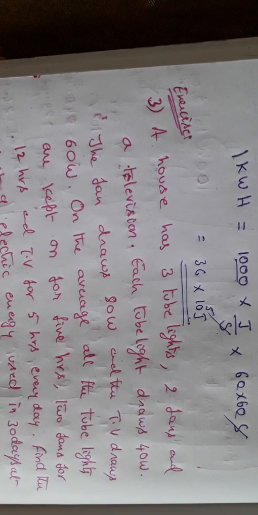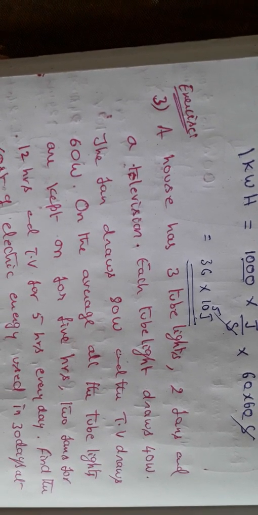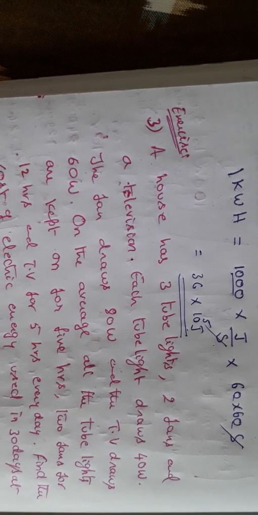Let's move on to the numerical. It sounds a little bit lengthy, but it's easy if you understand. A house has 3 tube lights, 2 fans, and a television. Each tube light draws 40 watts. So let's write the information one by one, right? First write about tube lights.